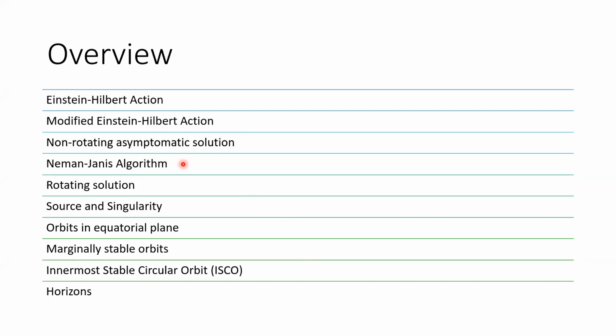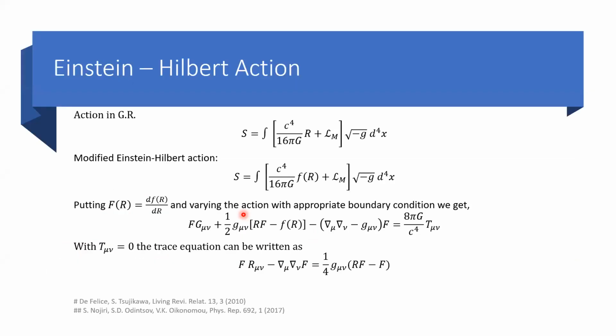To do this, we'll first incorporate our algorithm known as the Newman-Janis algorithm, and then we'll show the final rotating solution, and then we'll observe different properties of the rotating solution, like the source and singularity, the orbits in the equatorial plane, the marginally stable orbits and marginally bound orbits, and innermost stable circular orbits, and we'll also look at the horizons of this metric. So we first start with the Einstein-Hilbert action.